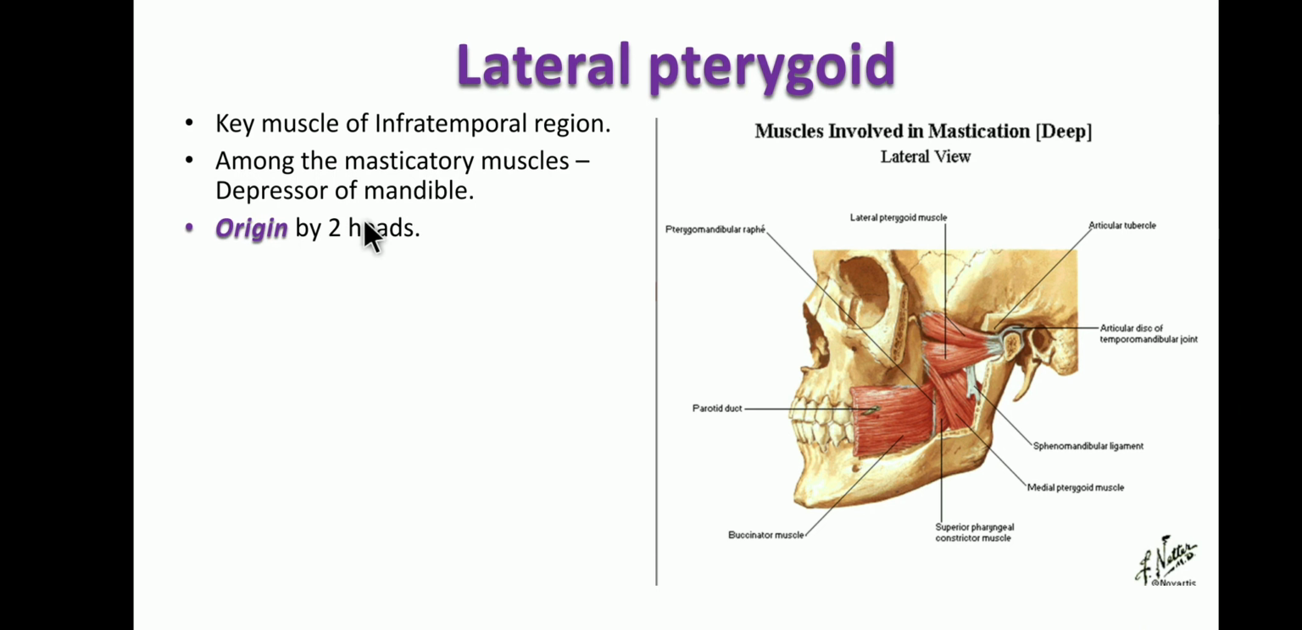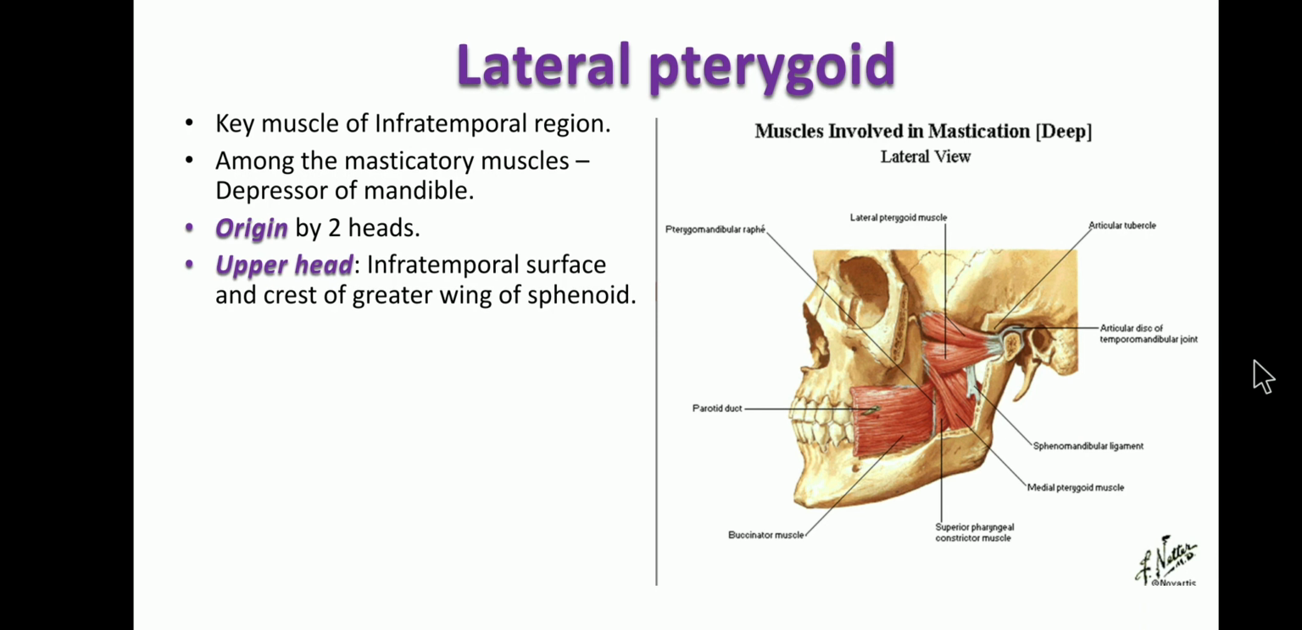It arises by two heads. One is the superior head and the other one is the inferior head. The superior head mainly arises from the infratemporal surface and crest of the greater wing of sphenoid. So for the roof of the infratemporal fossa, the infratemporal surface and crest of the greater wing of sphenoid, it arises. The lower head arises from the lateral surface of the lateral pterygoid plate.